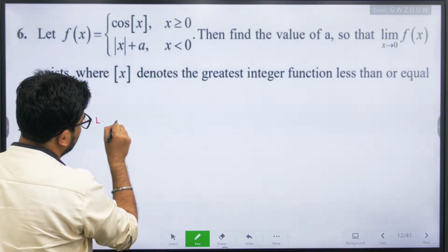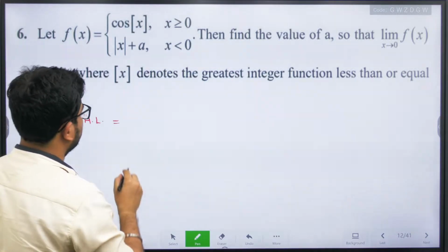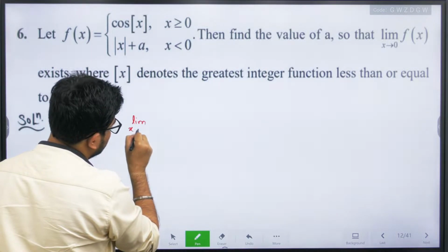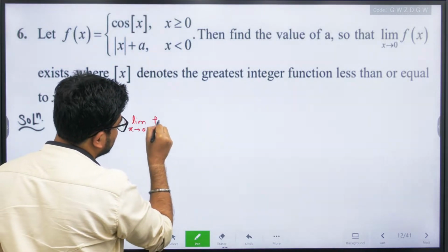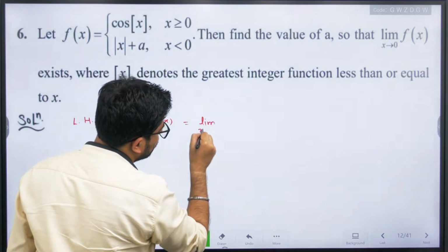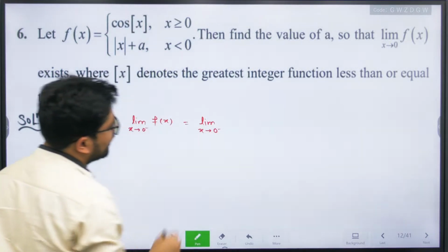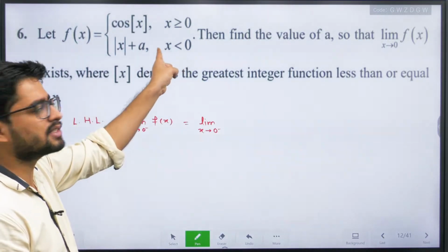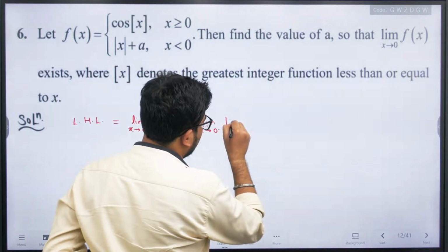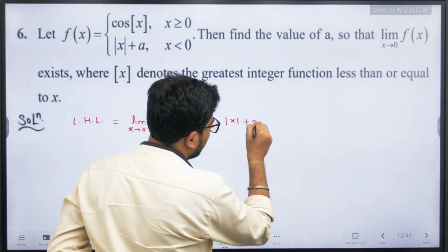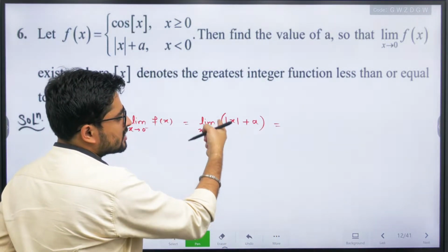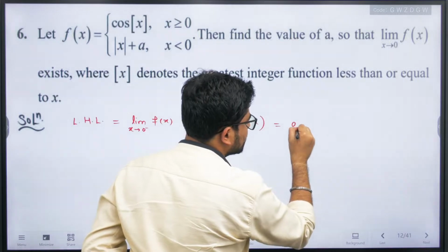The left hand limit is the limit as x tends to 0 minus of f(x). 0 minus means x is less than 0. So your function is mod x plus a. Now as x tends to 0 minus, this is 0 plus a, that is a.